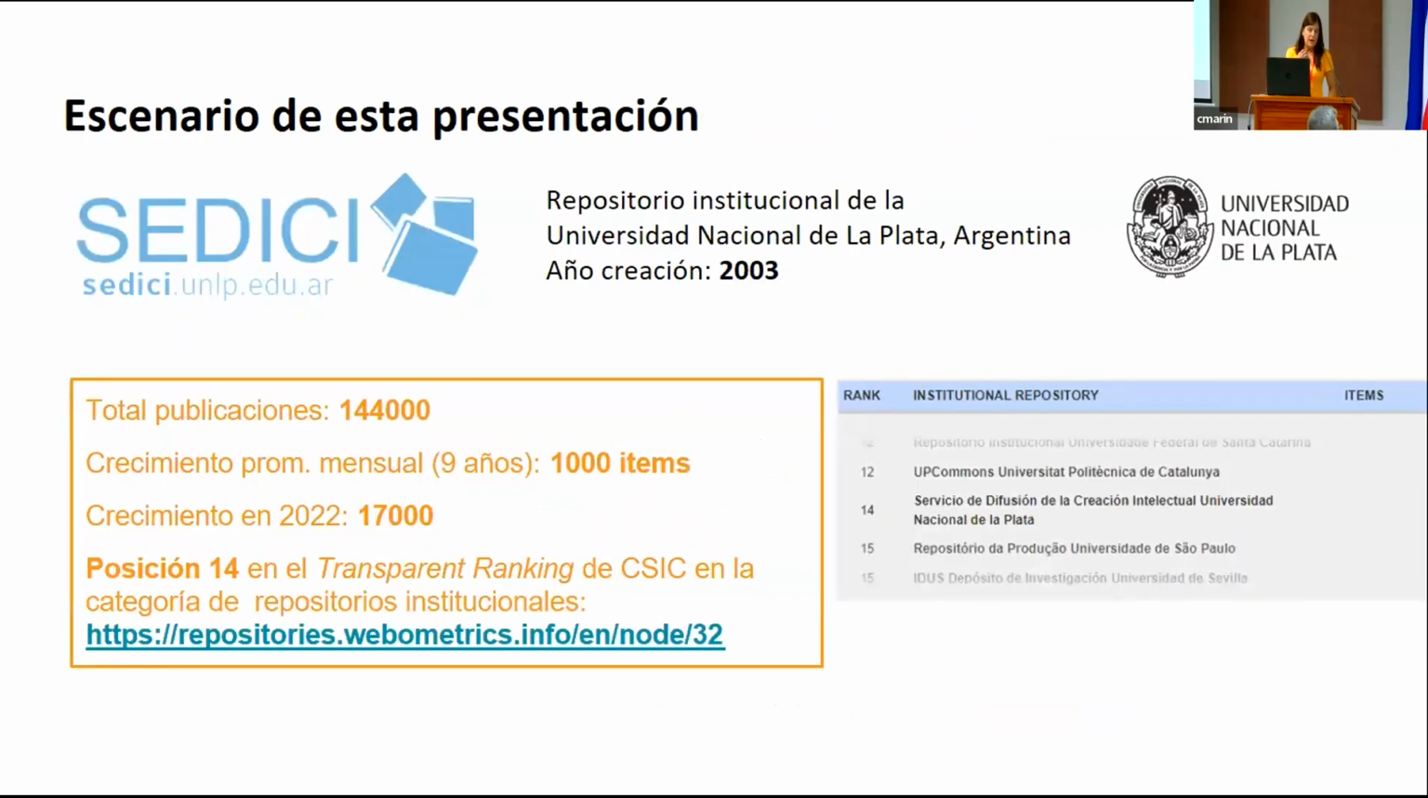Yo voy a mostrar acá cómo lo hacemos. Nosotros gestionamos desde mi grupo de trabajo 2 repositorios. Uno de ellos es muy grande, CEDICI, es el repositorio institucional central de la Universidad Nacional de La Plata. Tiene unos 145.000 documentos traducibles a muchos más bitstreams. Tenemos un crecimiento mensual de unos 1.000 ítems y un crecimiento del 2022 de 17.000 ítems. Y ocupamos la posición 14 en el ranking de CSIC referido a los repositorios.